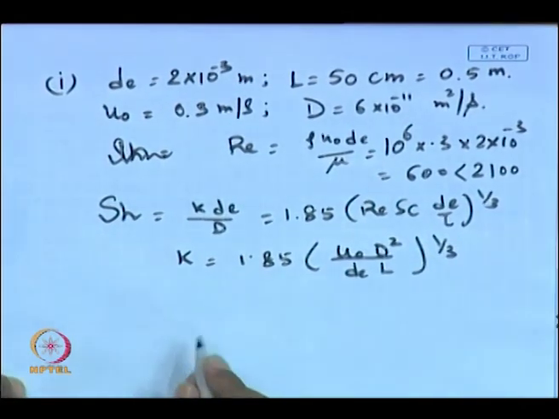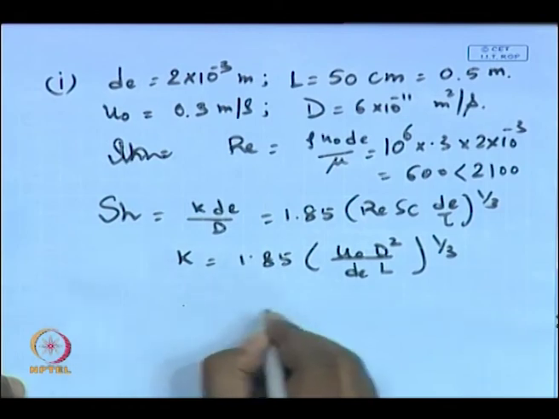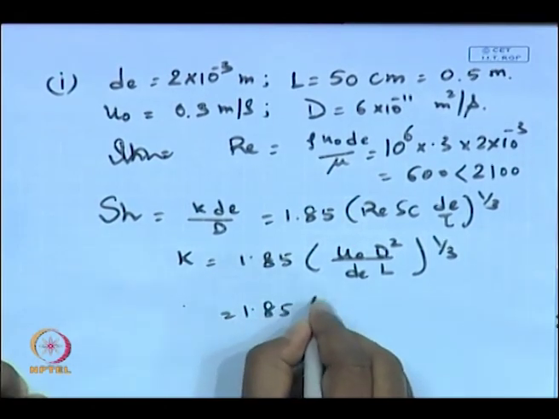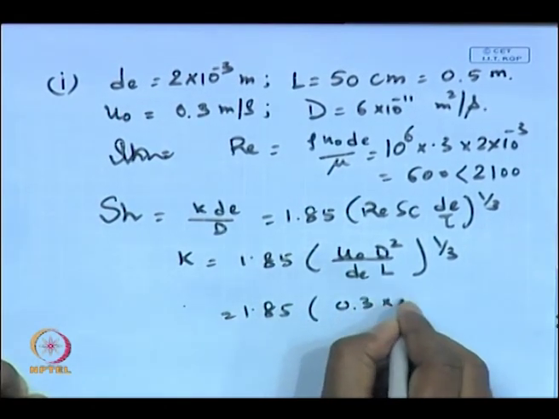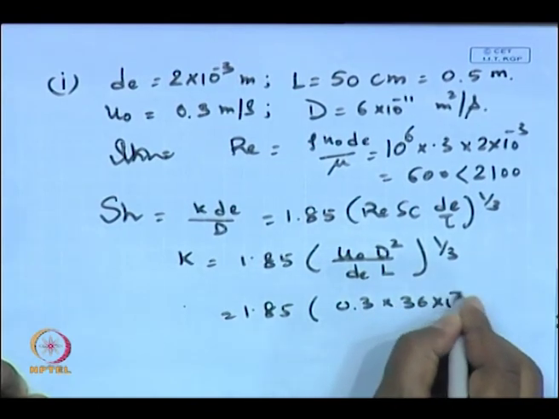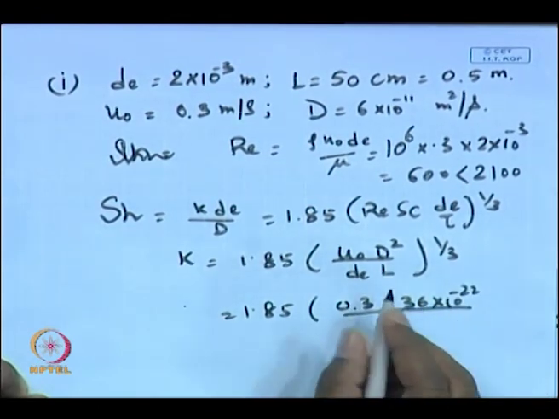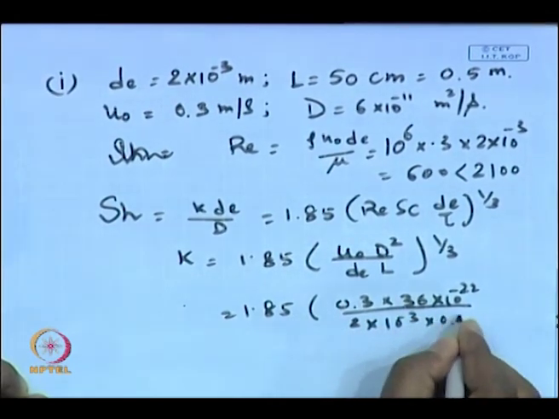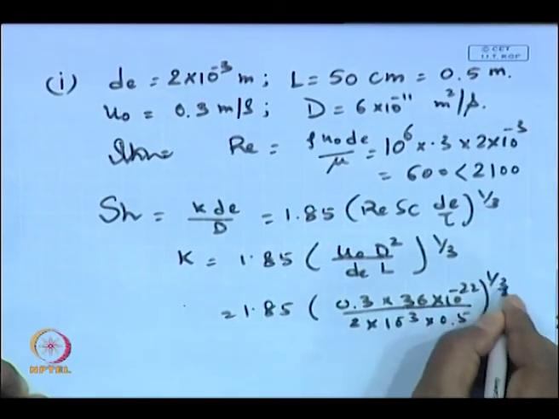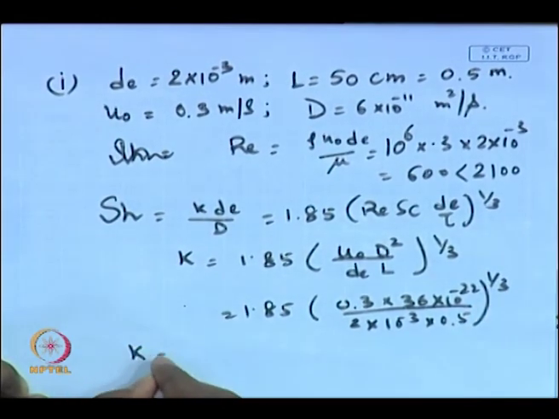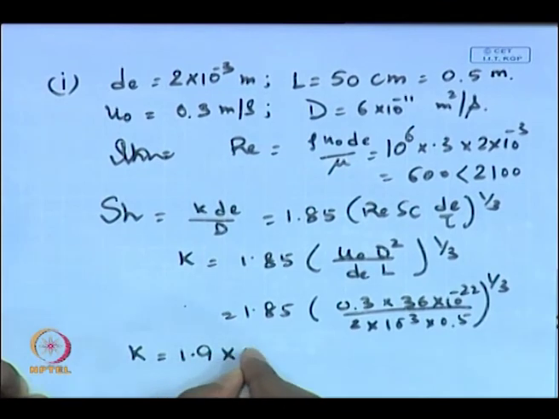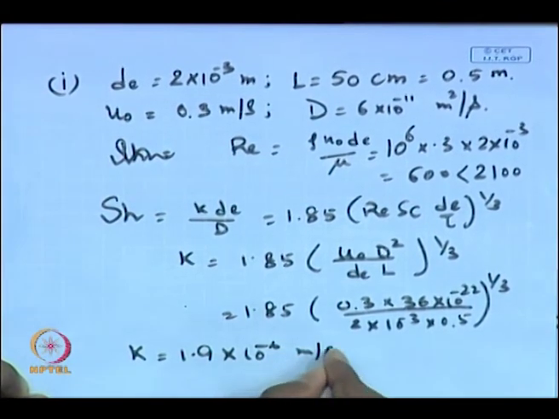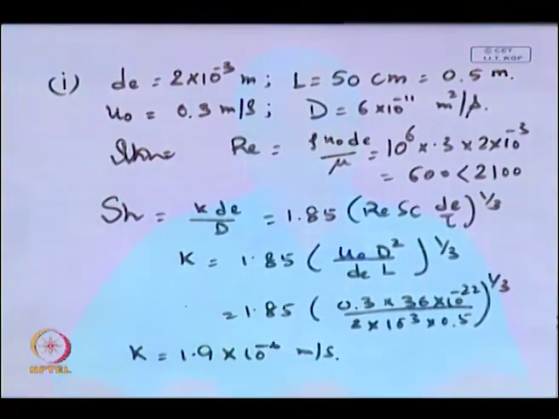Now, if you put various values, then K turns out to be 1.85 into (0.3 into 36 into 10 to the power minus 22 divided by 2 into 10 to the power minus 3 into 0.5) raised to the power 1/3, and the mass transfer coefficient turns out to be 1.9 into 10 to the power minus 6 meter per second. So, we calculated the mass transfer coefficient. Now, we will be in a position to calculate the various quantities of the permeate flux, and so on and so forth.